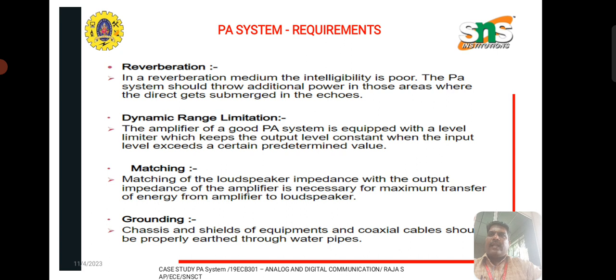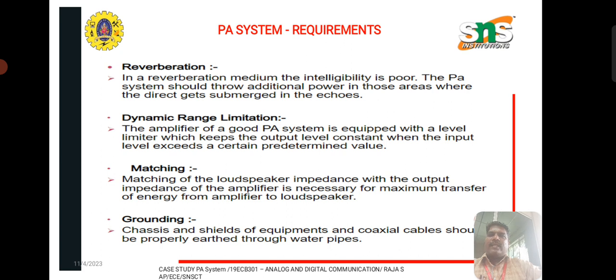And also reverberation. It is used mainly in a reverberation medium where the intelligibility is poor. A PA system should throw additional power in those areas where the direct sound gets submerged in the echoes. So in order to avoid echoes, we use a reverberation avoiding medium. Dynamic range limitation: the amplifier of a good PA system is equipped with a level limiter which keeps the output level constant when the input level exceeds a certain predefined value. So we can produce a constant output by using dynamic range limitation.